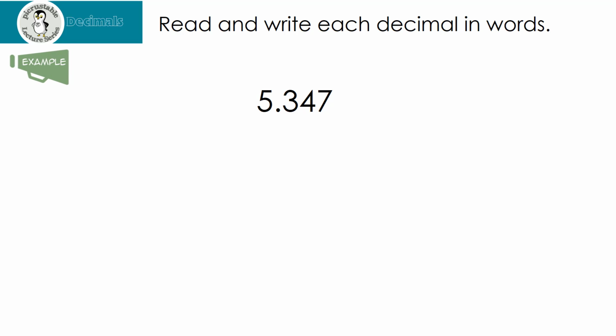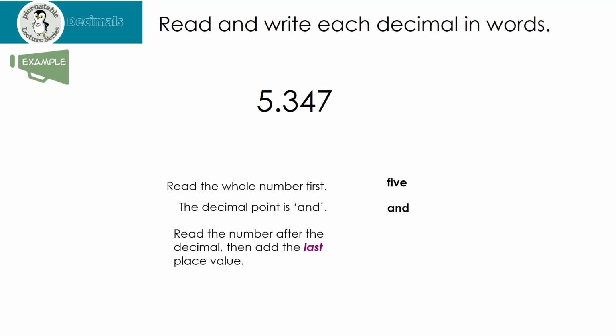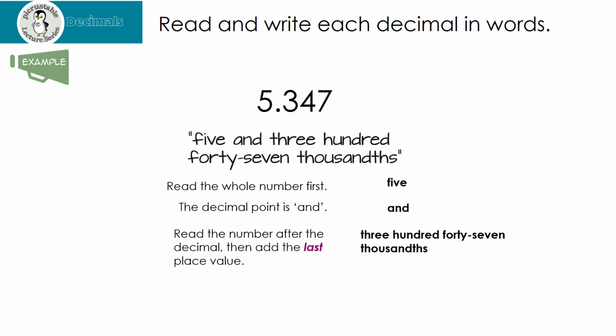Let's look at another example. The first thing we do is read the whole number. This is 5. The decimal place is our and. Remember, we're going to read the number after the decimal and then add the last place value. For this one, we'll say 347 thousandths. Let's put it all together. We'll have 5 and 347 thousandths.